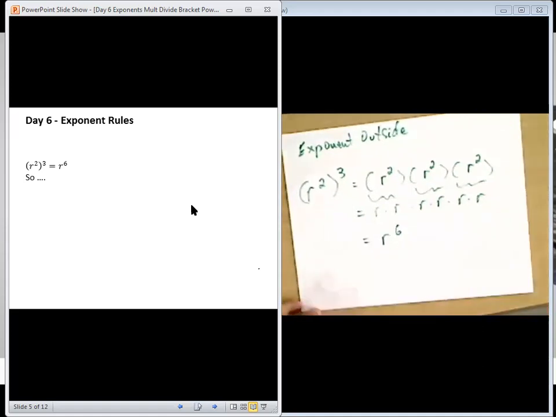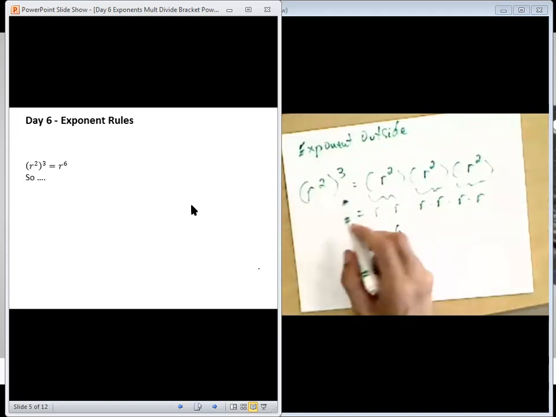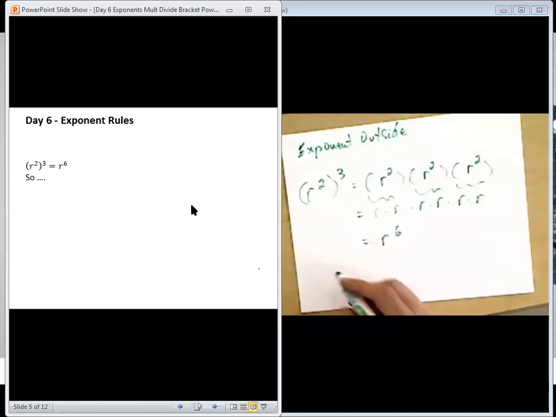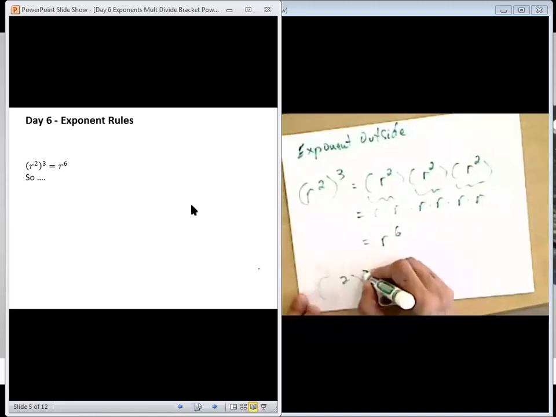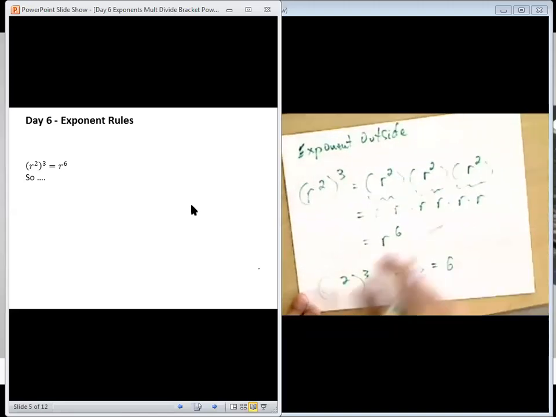We could do this a few times and we'll see the same pattern result. This is my question right now. How can we get from the original 2 and the 3 to the 6? Watch. The 2 and the 3, these are exponents. You multiply them together and you get the 6 that's there. So the challenge for you is to remember these different rules and situations: when to add the exponents, when to subtract them, and when you can multiply them together.